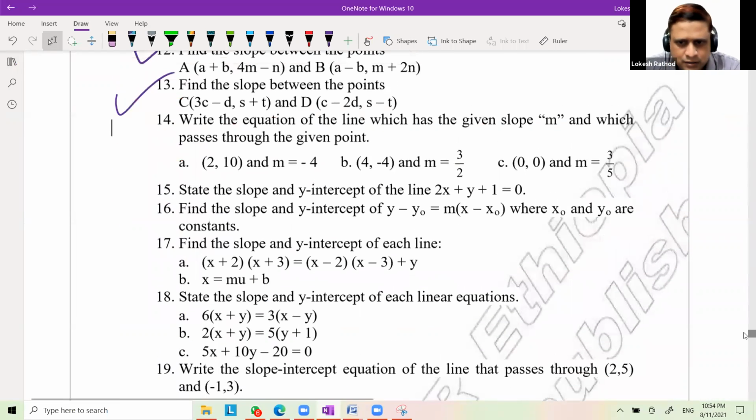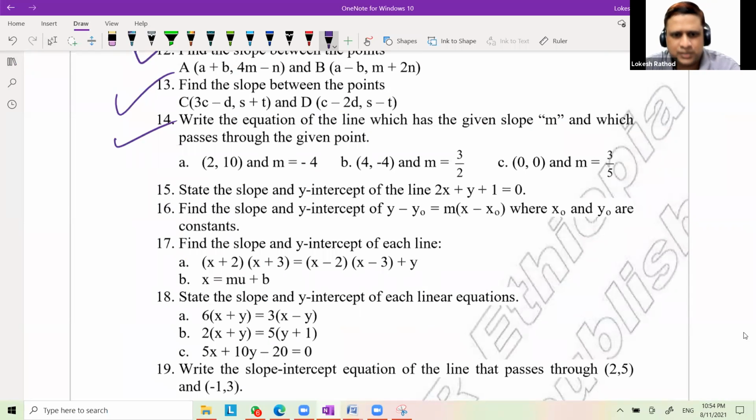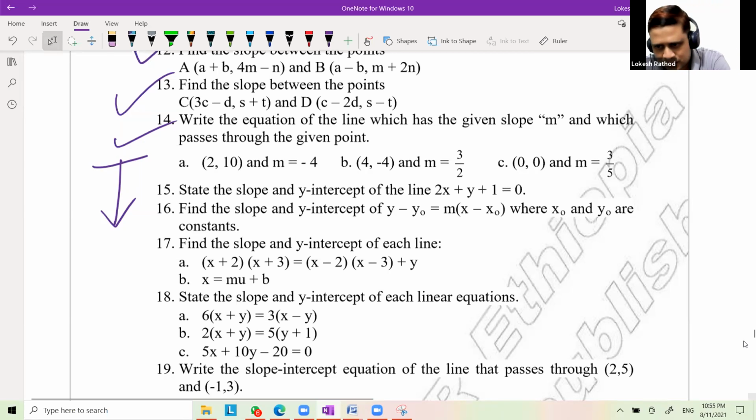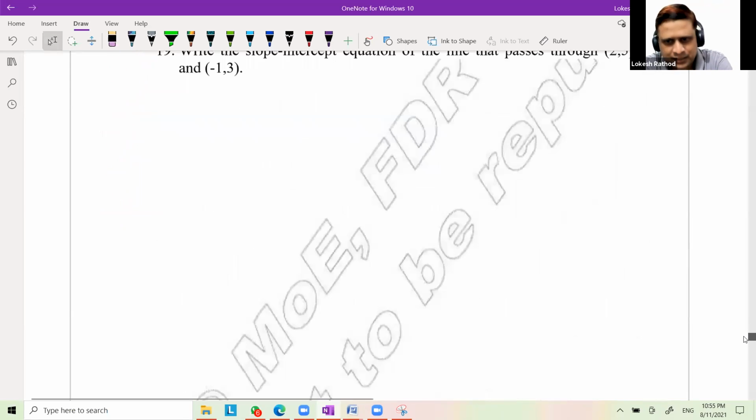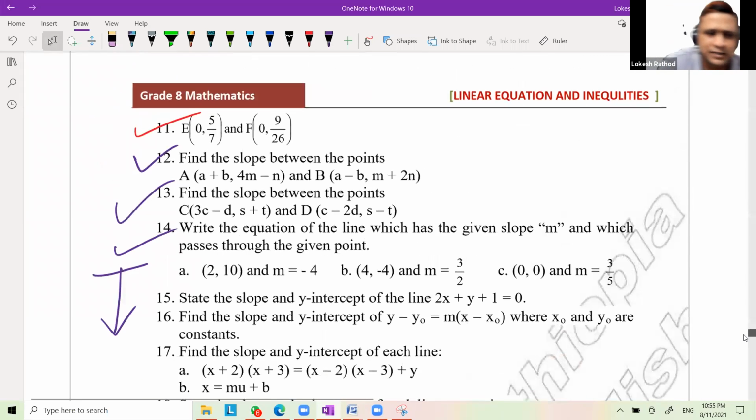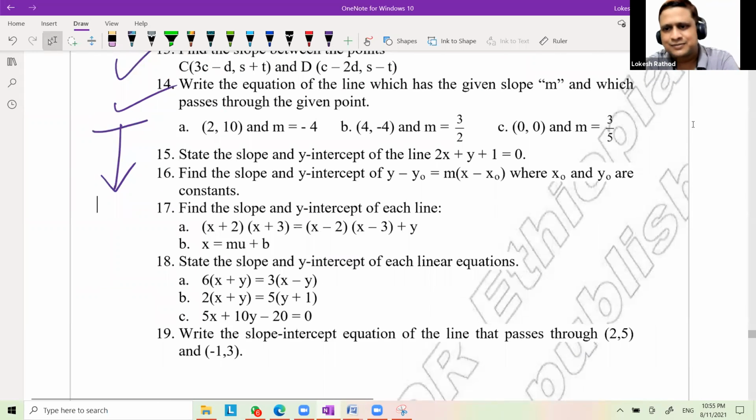I think a little more theory will be required for the next question. 4 to 5 questions are remaining, so I think we'll keep them for the next lecture. We'll do these 4 to 5 questions in the next lecture, and then we'll be doing another chapter. Is it clear? So I think we'll keep it till here only.